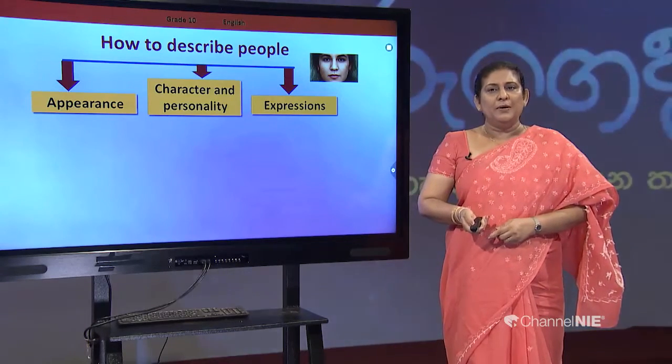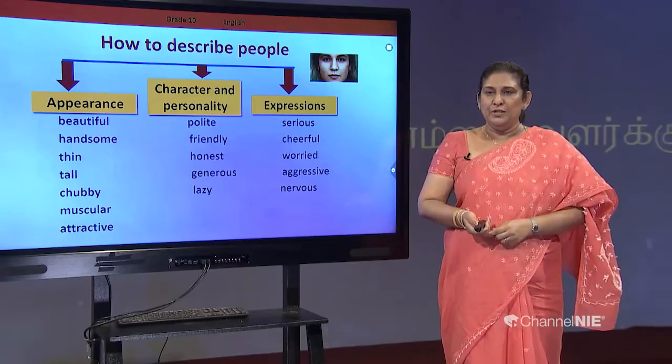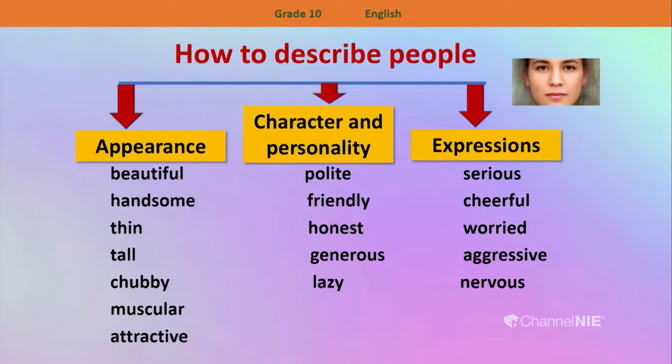For example, for appearance: beautiful, handsome, thin, tall, chubby, muscular, attractive. For character and personality, we can use these words, children: polite, friendly, honest, generous, lazy. Right. When we talk about expressions, we can say she has a serious look, cheerful, worried, aggressive, nervous. So, let us discuss these things in detail.